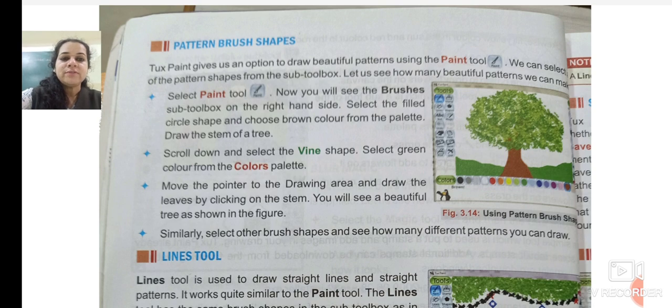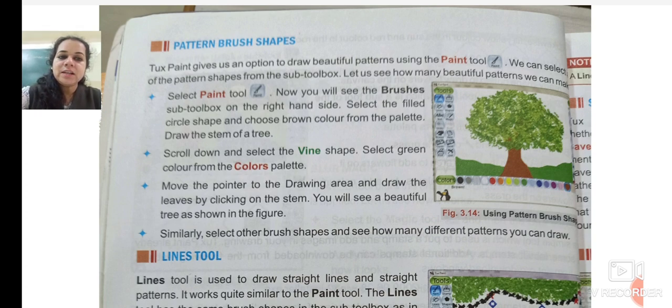First we will select the paint tool. Then you will see the brushes sub toolbox on the right hand side. When you click on the paint tool, you will see the brushes sub toolbox on the right hand side. Select the filled circle shape and choose brown color from the palette. Draw the stem of a tree.